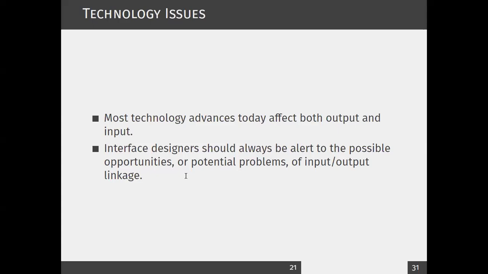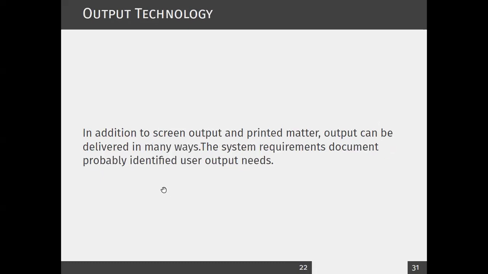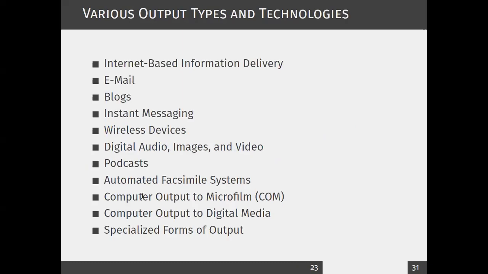Then we have technology issues. So you have both output and input, and interface design should always be alert to the possible opportunities and potential problems of input and output. So output technology: in addition to the screen output and printed matter, output can be delivered in many ways. The system requires documentation to properly identify the user output needs.